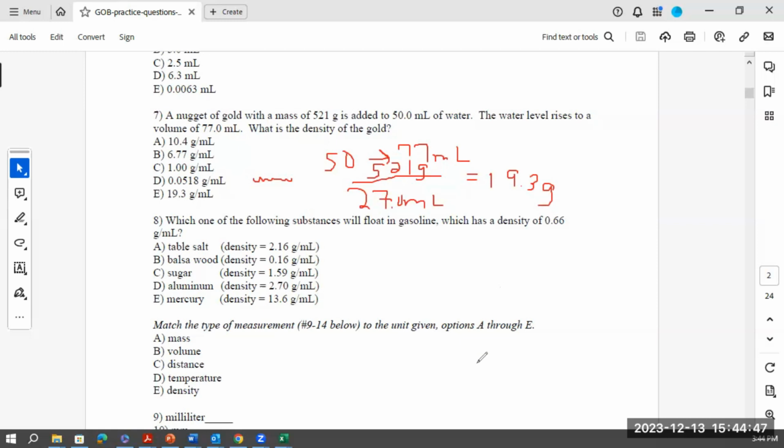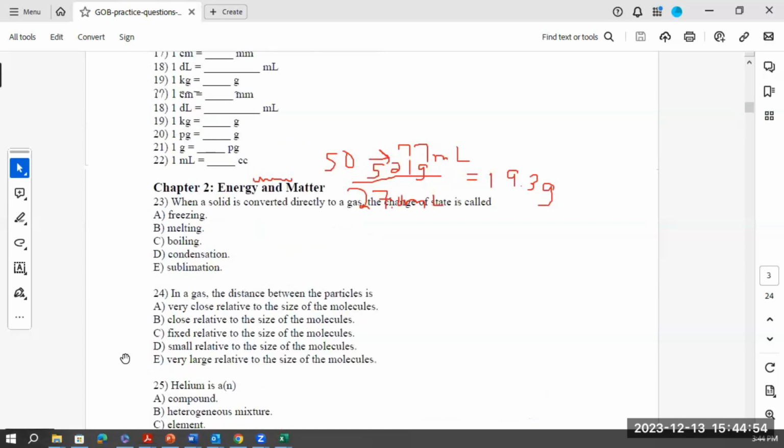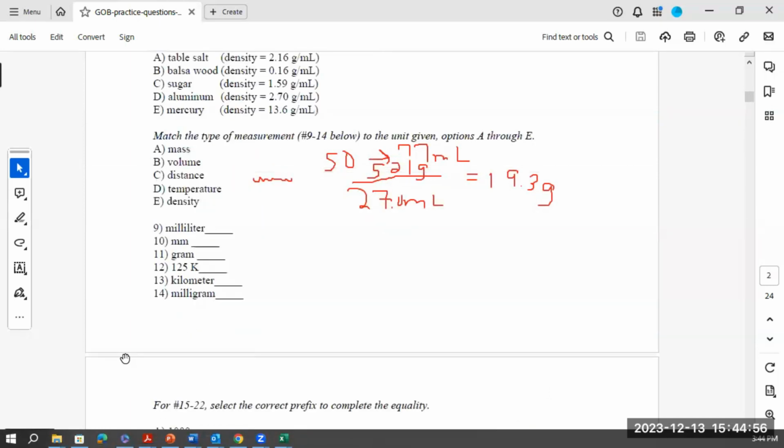Okay. So we're going to see if you guys can recognize units. Number 9, it says milliliters. Would that be mass, volume, distance, temperature, or density? That would be volume. That is correct. Good job. Volume is B as in boy.